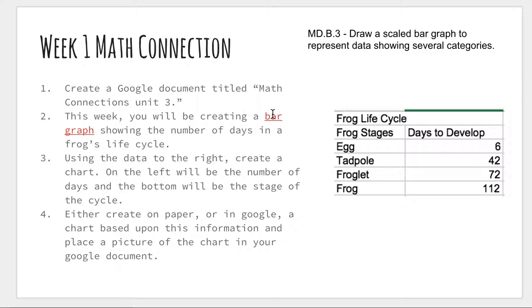If you need help creating that bar graph, just click on this link and it'll take you to how to create a bar graph. Using the data to the right, you're going to create that graph. On the left will be the number of days, and the bottom will be the stage of the cycle. And you're going to be creating that bar graph, showing me through bars how many days are in each stage of the life cycle, assuming this is accurate. So remember, you don't have to do the research for this one. You're going to use these numbers that I've already given you. With this, you can either create it on paper or in Google. Either way works, and make sure that you put that into your document titled Math Connections Unit 3.